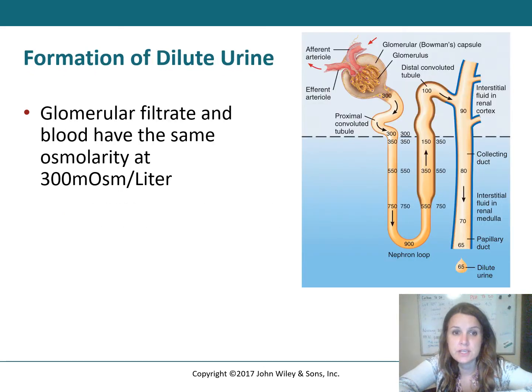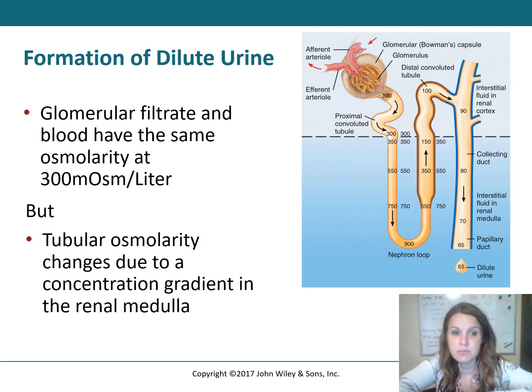Glomerular filtrate is going to have the same osmolarity as your blood. So I want you to remember this number, 300 milliosmoles per liter. But the tubular osmolarity is going to change. At the beginning, it's going to be 300, but this is going to change along the renal tubule due to the concentration gradient that's occurring in the renal medulla.